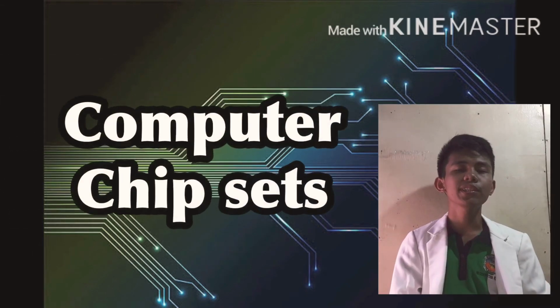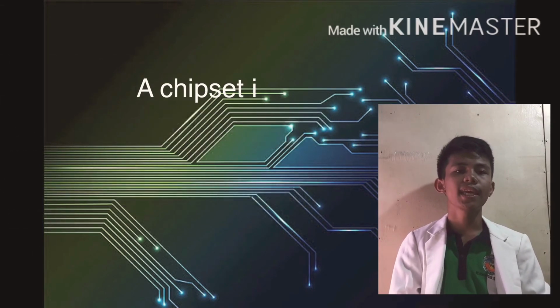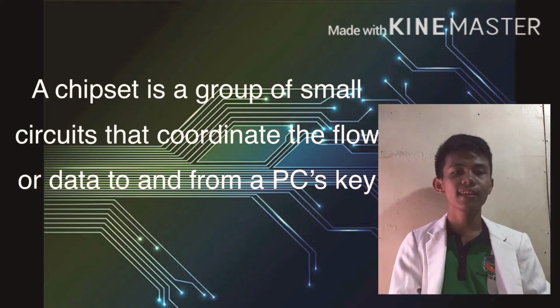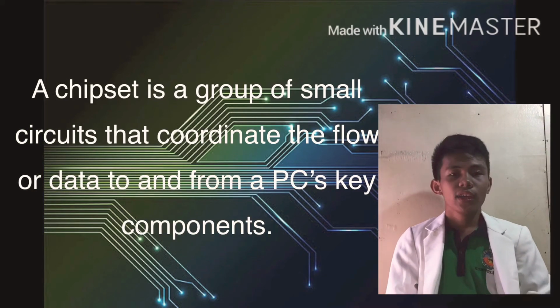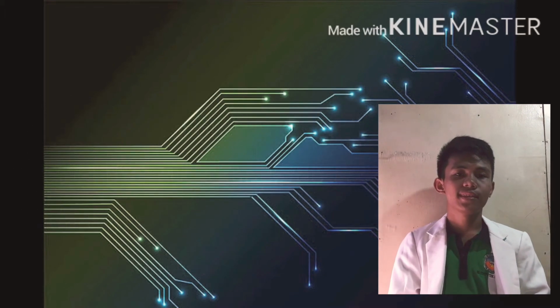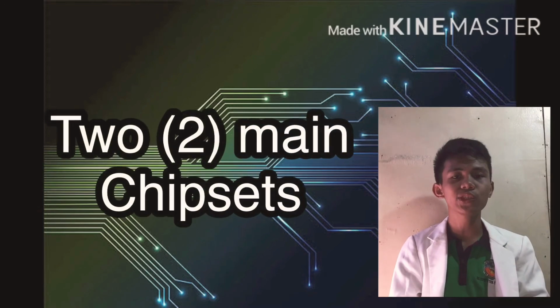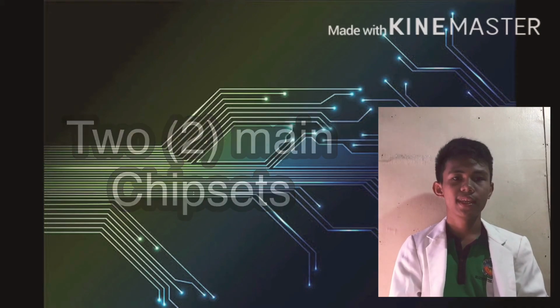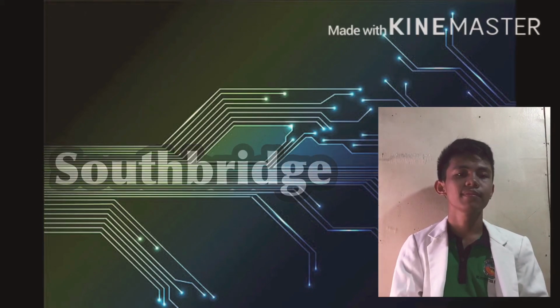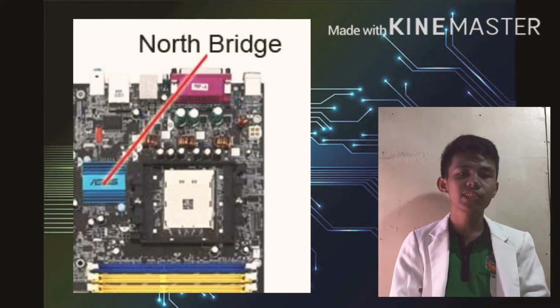Next, the computer chipsets. A chipset is a group of small circuits that coordinate the flow of data to and from the PC's key components. A computer has two main chipsets. First, the North Bridge, and second, the South Bridge.